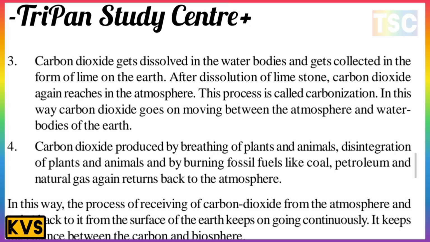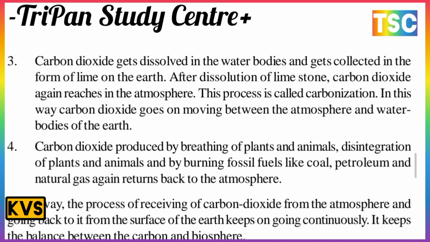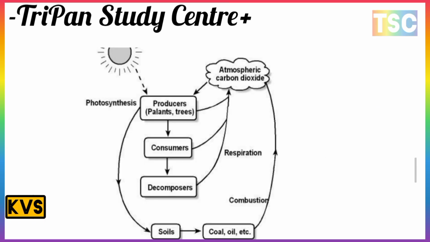Carbon dioxide is also produced by the breathing of plants and animals, by the decomposition of plants and animals, and by burning fossil fuels like coal, petroleum, and natural gas, and it returns to the atmosphere. In this way, the process of receiving carbon dioxide from the atmosphere and returning it to the surface of the earth keeps going continuously. It keeps the balance of carbon in the biosphere. Here is the most important diagram of the carbon cycle.